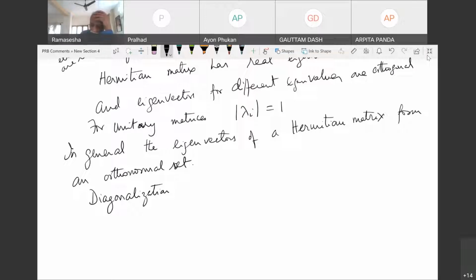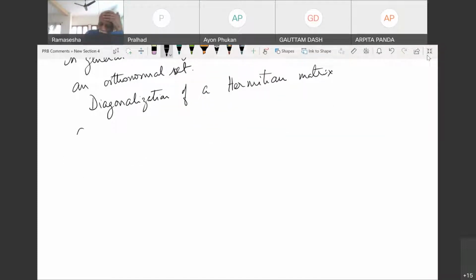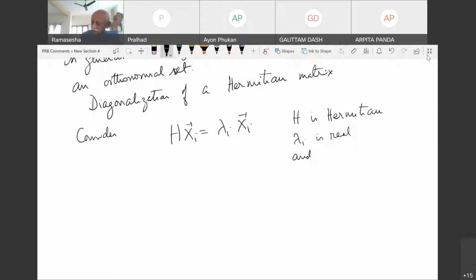Diagonalization of a Hermitian matrix. We will deal with this one. And so let us consider the following. Consider, say, H x_i equals lambda_i x_i. Okay, H is Hermitian. Lambda_i is real, and x_i x_j is equal to delta_ij.